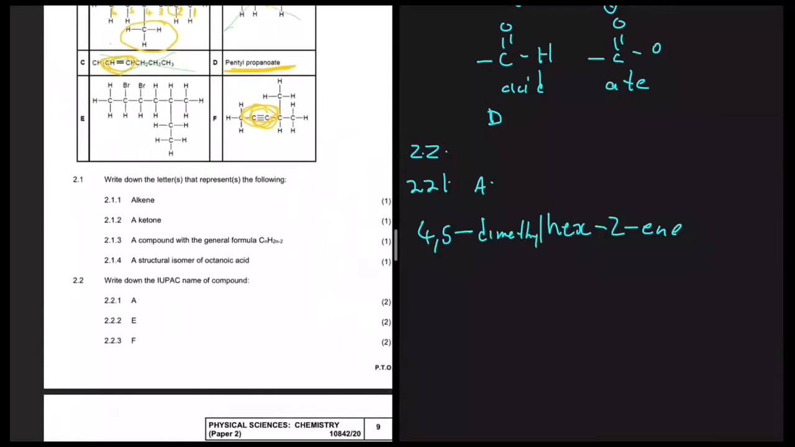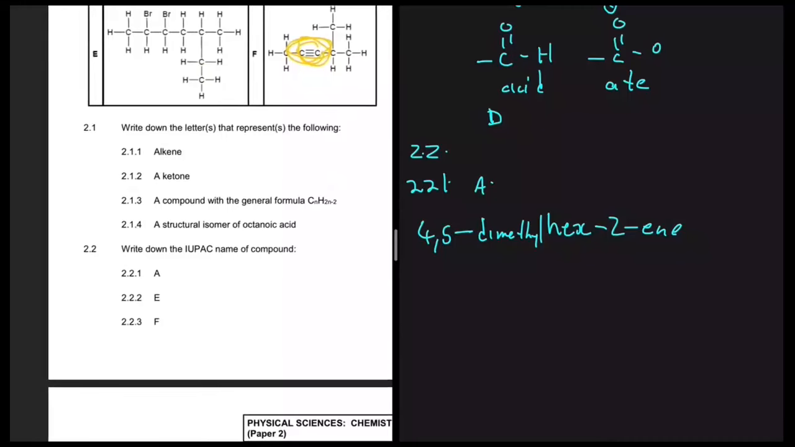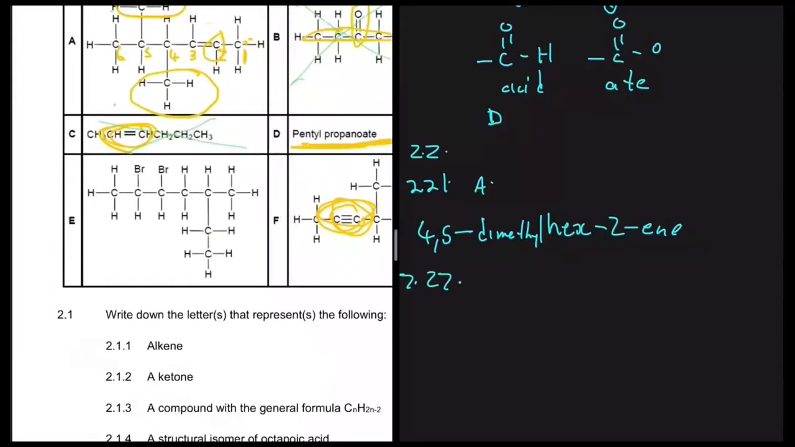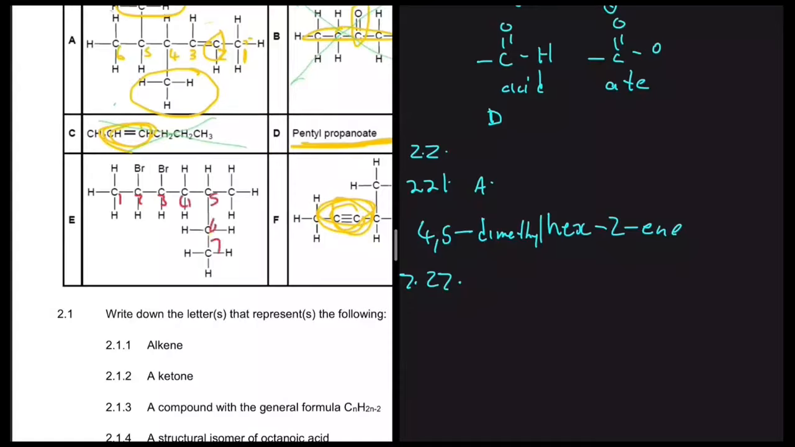Now we can go and do 2.2. We need the IUPAC name of compound E. So let's go look at compound E. Let's look for the longest carbon chain. So if we say this is 1, 2, 3, 4, 5, 6, 7, and then if we take this way and we keep going forward, we get 6, right? So we can conclude that the longest carbon chain has 7 carbons.